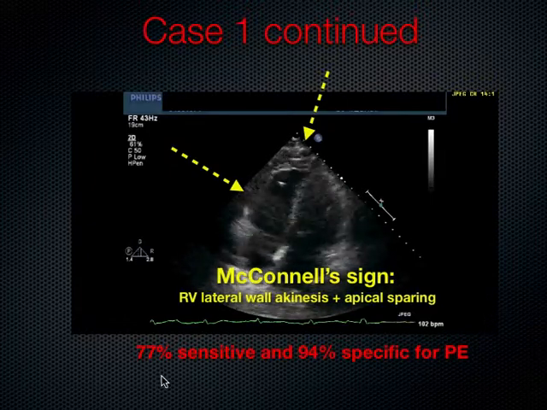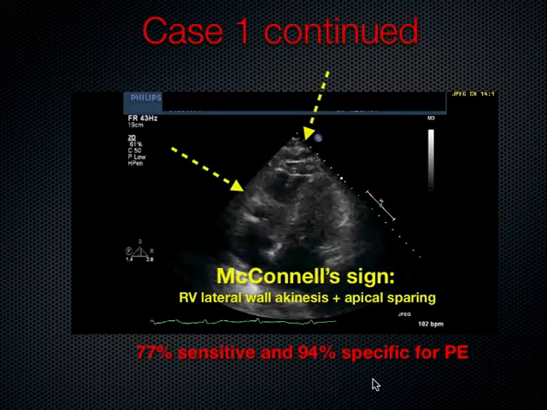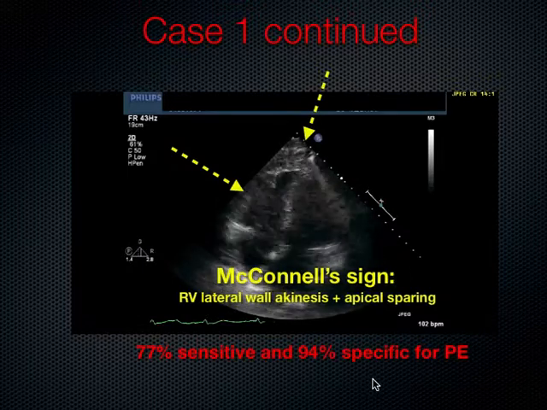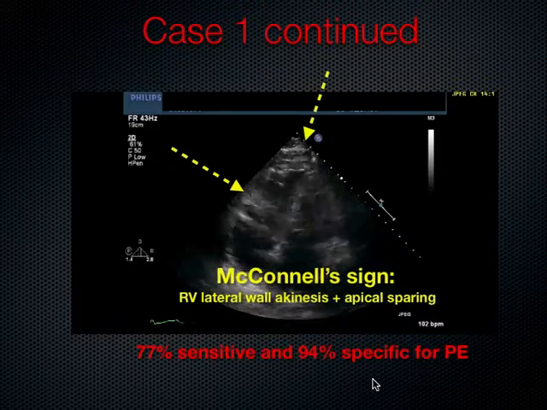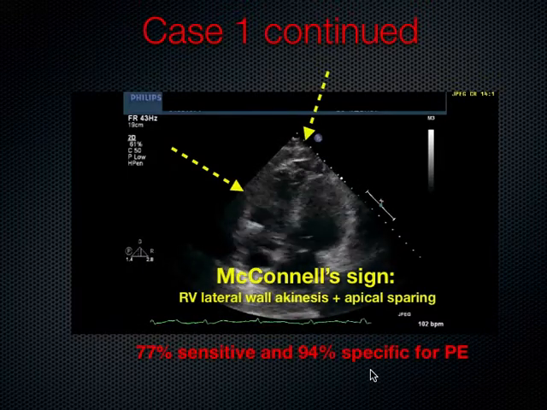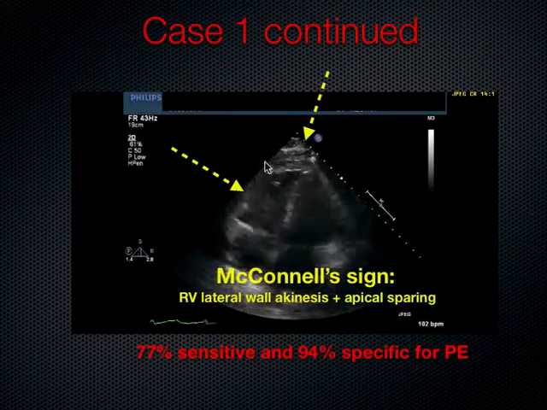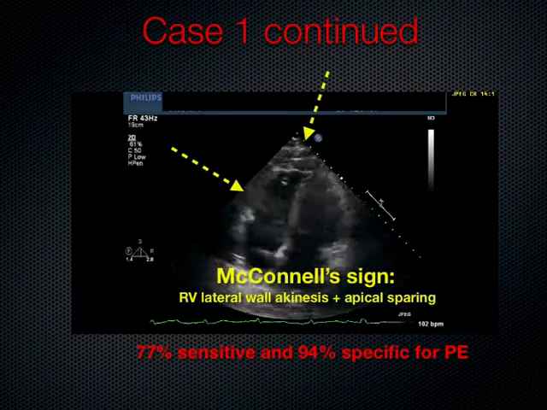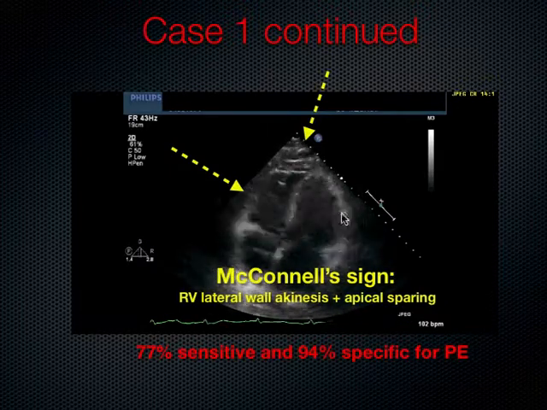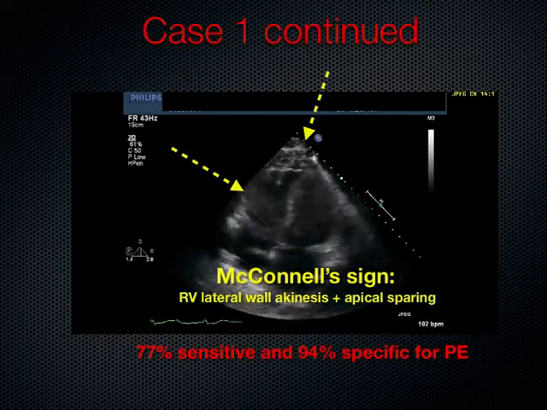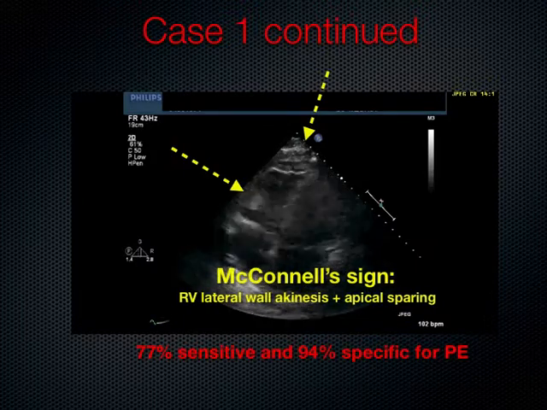And one study suggested that it was 77% sensitive and 94% specific for pulmonary embolism. Now, that can be debated from time to time, but essentially it's something to think about. If you see this lateral wall akinesis with apical sparing, meaning the apex has a good squeeze to it, and the RV in this case is clearly bigger than the LV, really think about the diagnosis of pulmonary embolism.